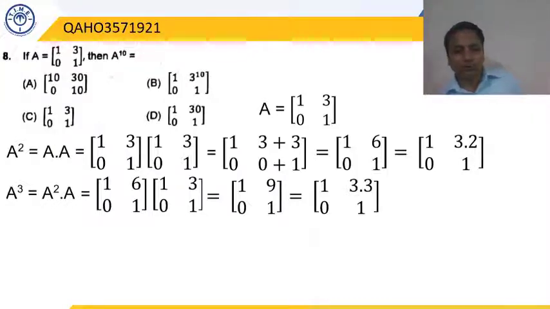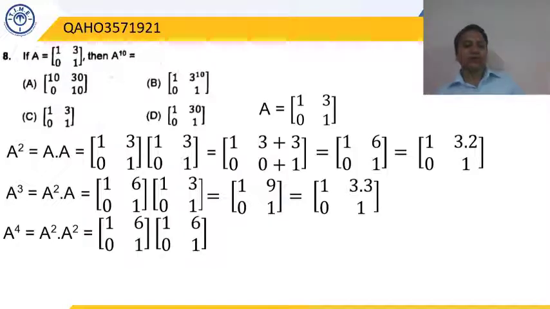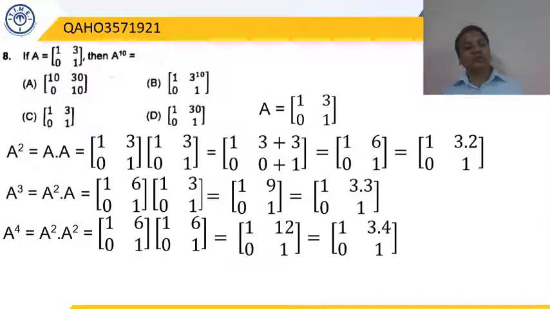Let's do one more step to be more sure. Go for A to the power 4. A to the power 4 is A square into A square, or it can be A cube into A also. A square into A square, 1 6 0 1 times 1 6 0 1. When you multiply, it comes out to be 1 12 0 1, as we do multiplication of first row, first column, first row, second column, and so on. Now 12 can be written as 3 into 4, because 1 0 1 are by default coming out the same. So when the power is 4, it's 3 into 4.